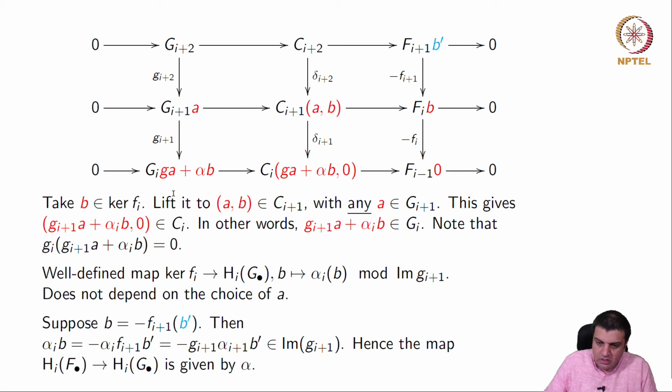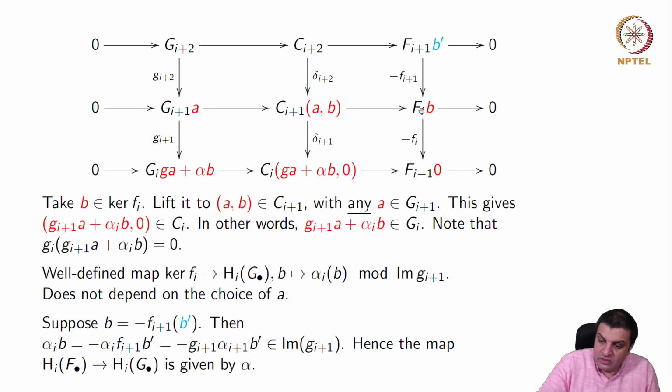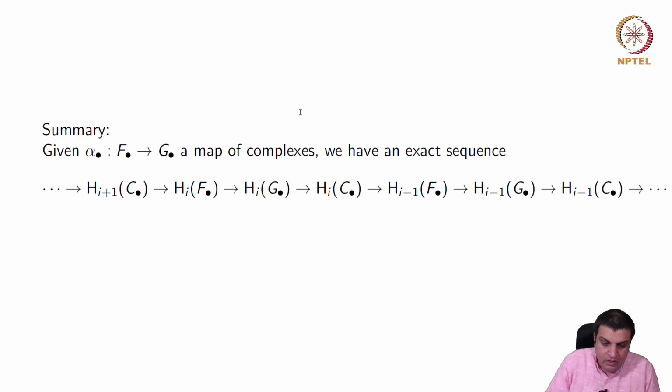And now, with this we have established, so let's just summarize. Given alpha a map of complexes, we have an exact sequence. Okay, so let's just make sure we get this thing. So this is Fi, homology here is Hi of F, homology here is Hi of G. So the map that we have constructed is from here to here. Okay, and then we have this. So Hi plus 1 of C to Hi of F to Hi of G to Hi of C, and then so on. Okay. So this is how this thing comes.